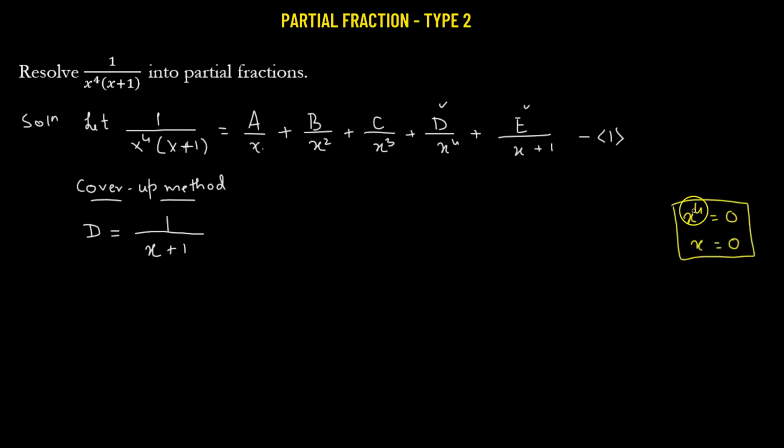So if we substitute x equals 0 into this equation, this is going to give us the value of d. That means we are going to have 1 over 0 plus 1. So that equals 1. So this is the value of d.